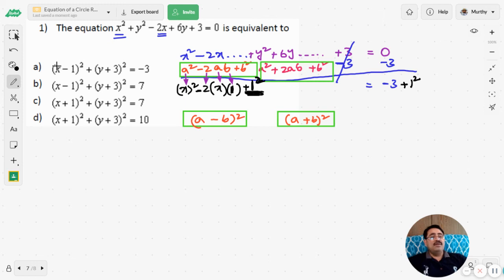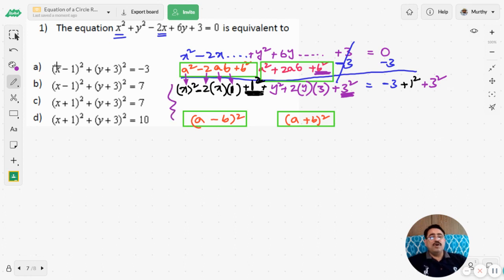Now the second part, it is a square, it is y square plus 2 times a is y. What to take b, 2y times what value makes 6y. 2 times 3, that makes 6. Therefore, here we have to take 3. Then what is b square? That will be 3 square. Don't forget 3 square is not given in the question. So we have to take 3 square on the other side.